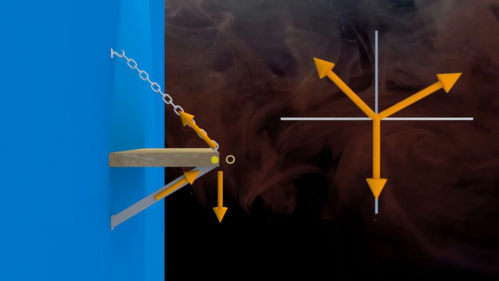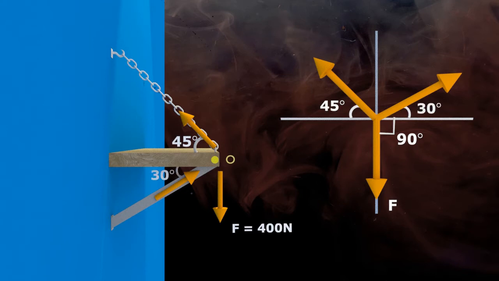Rearrange all the forces without changing angles so that the tails of all forces meet at the point of origin. Magnitude of force F is given, that is 400 Newton, and it is acting in vertically downward direction making a 90-degree angle to horizontal. Chain makes a 45-degree angle to horizontal and bracket makes 30 degrees as shown here. Reaction forces in chain and bracket are T and C respectively, which we need to find out.